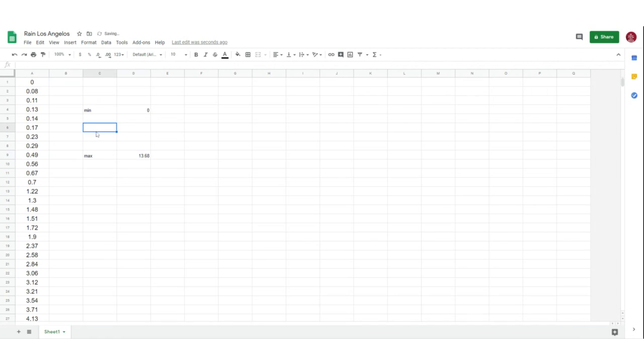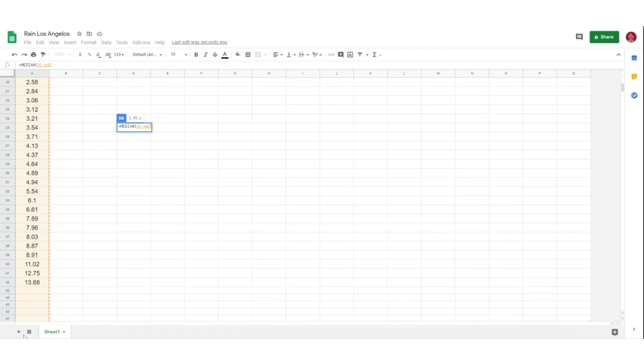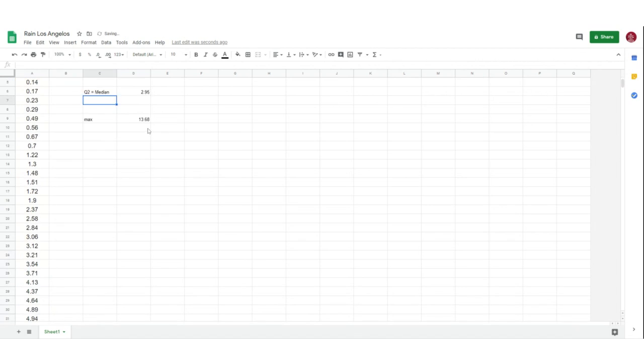Q2, which is the median. Now, in all spreadsheets, Excel and Google Sheets are really pretty much the same as far as the calculation. You can find the median by just putting an equal sign into the cell and typing in the word median. All right. Then you can go and select all your data. All right. So 2.95.